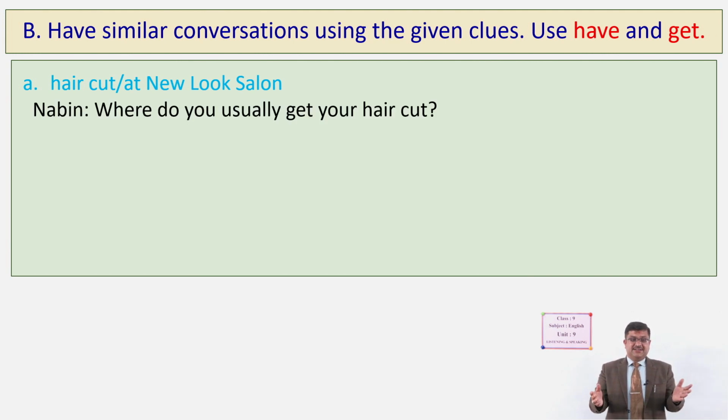Naveen says we can make the question this way. Where do you usually get your hair cut? In this conversation, you may find out the use of get, and after get, there is your hair. This is an object. When there is get with object, there must be V3. So we use get plus object plus V3.